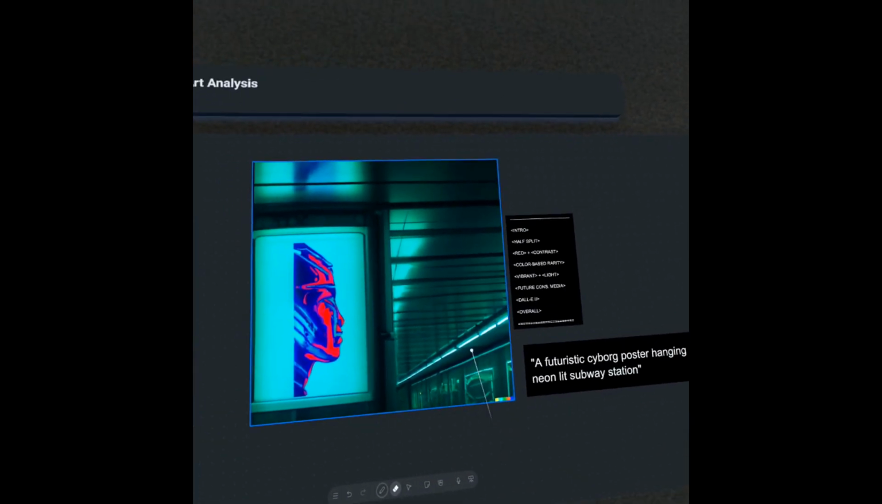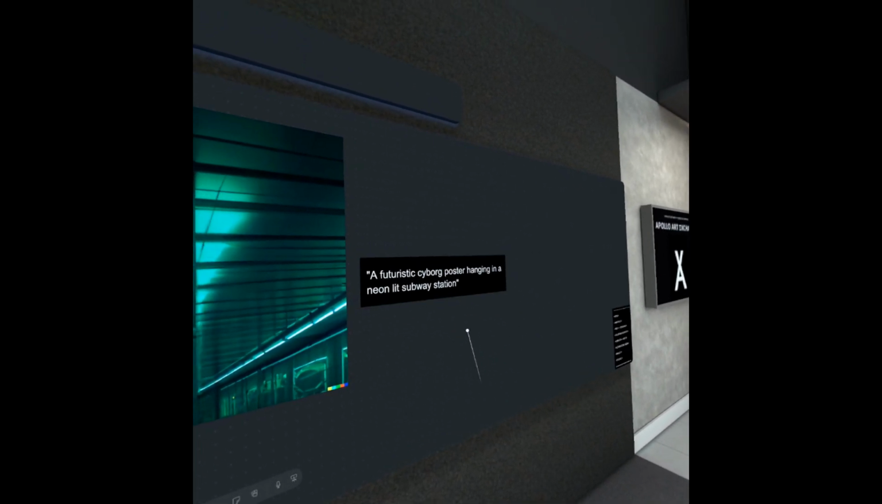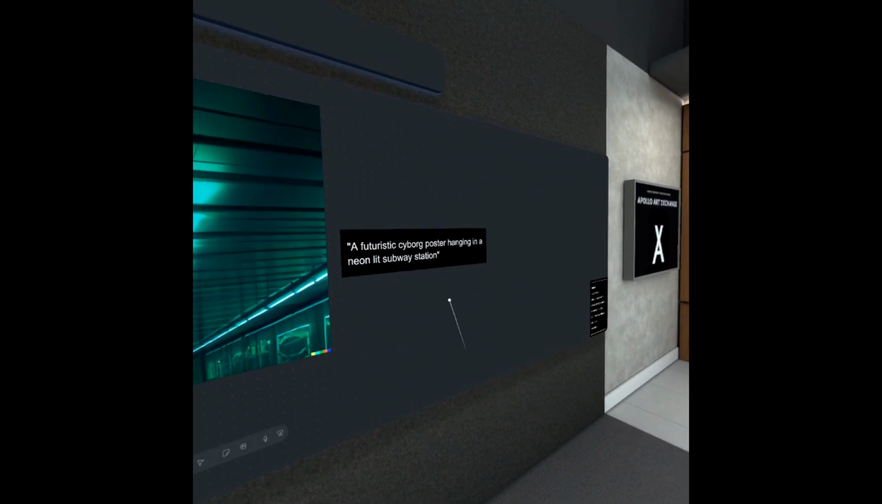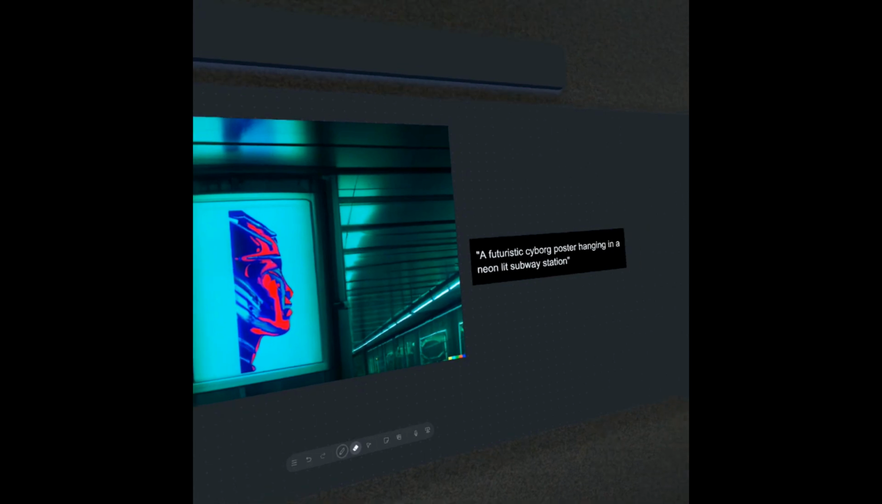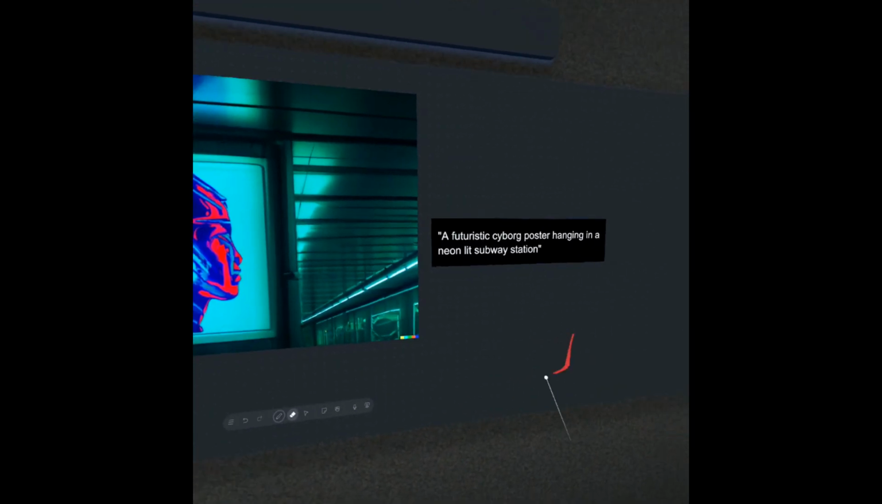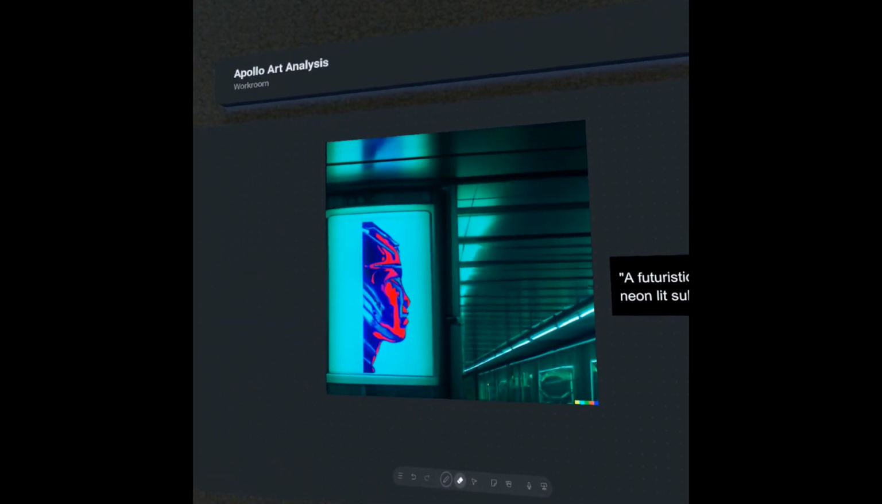And so the title of this piece is a futuristic cyborg poster hanging in a neon lit subway station. And the reason this is important is because this is what was put into DALL-E II in order to generate this piece. DALL-E II, of course, is created by OpenAI, and it just had its recent private release, I believe within the past 2 months. And OpenAI's DALL-E II is incredible, because all you have to do is put in a word, a phrase, or a theme or anything, and it'll create the piece right before your eyes.